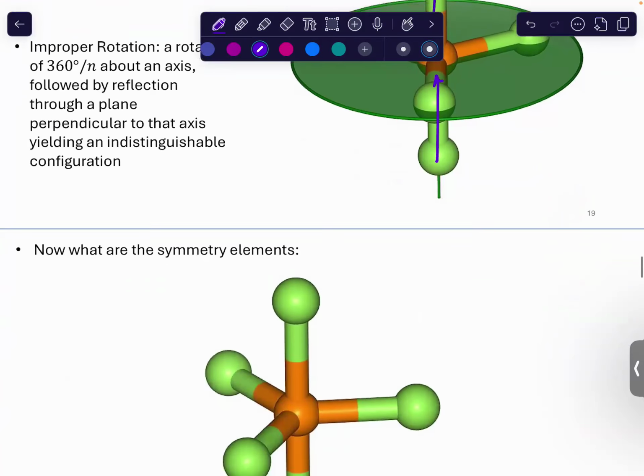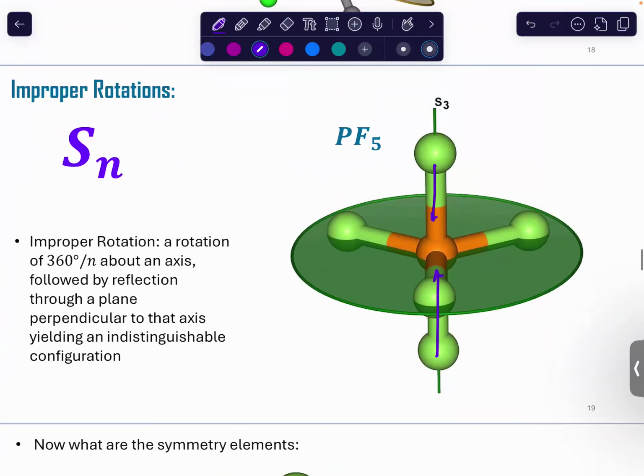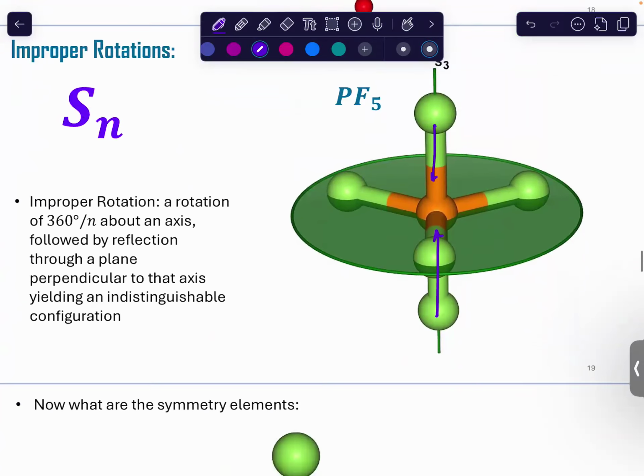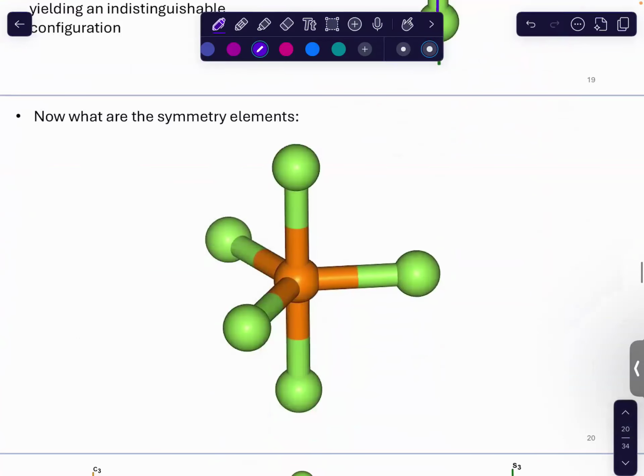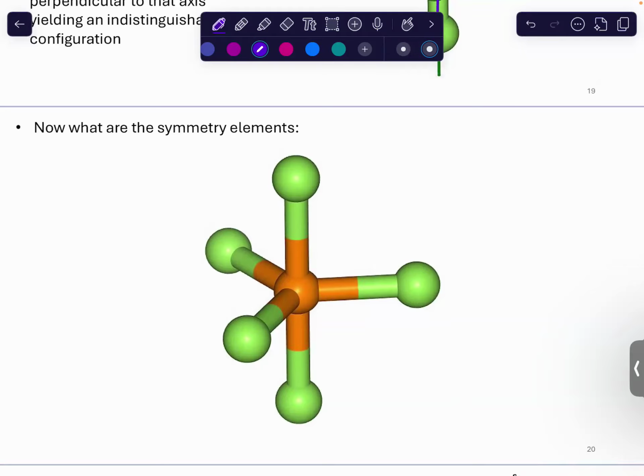So let's think about the symmetry elements of, so here we have a trigonal bipyramidal molecule. Okay, so let's look for some symmetry elements. What do you see? I mean the C3 axis. And then you can put a plane down each of those bonds. For sure.